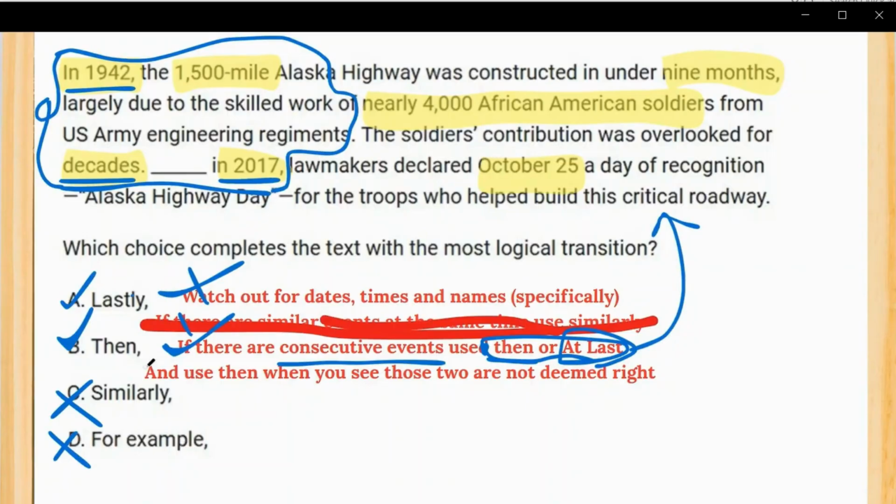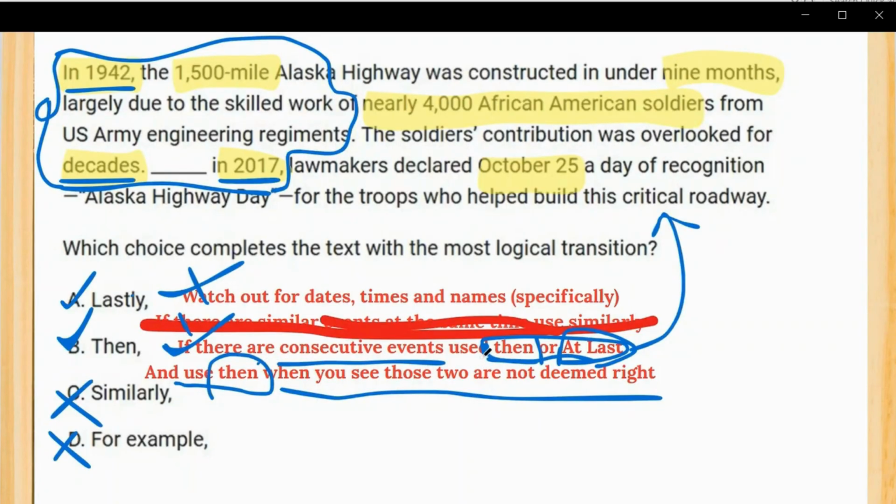We can see there we have also another line that is here. So let's read that line too. What does it say? And use then when you see those two are not deemed right. What do you mean by that? You mean then is not right and at last is not right? That's when we will use then? Yeah, that's what I said.